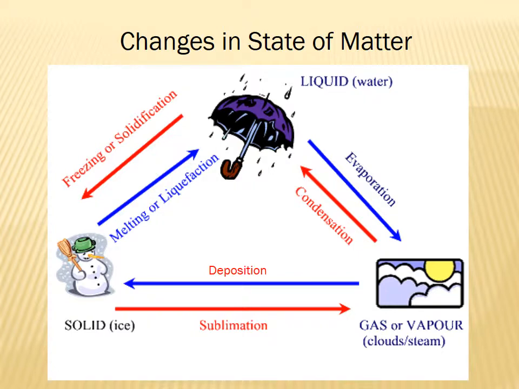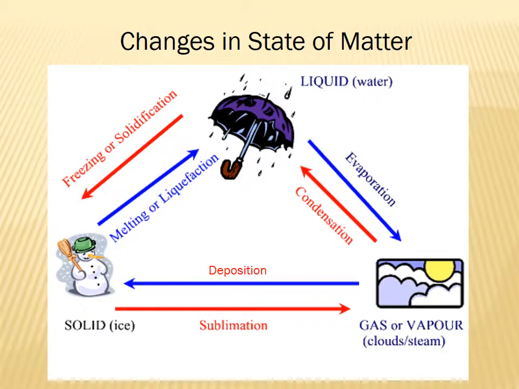Now this is just a picture that shows you how they work, and it gives you a little bit of organization of your thoughts. You can see the snowman is going to melt and he becomes water, or the water freezes and becomes snow and then you can make a snowman. Or if the snowman instantly becomes gas, that's called sublimation. Also, if the gas instantly becomes a snowman, it's called deposition.